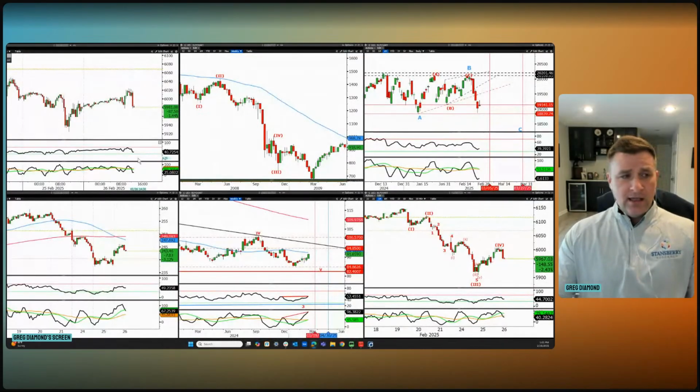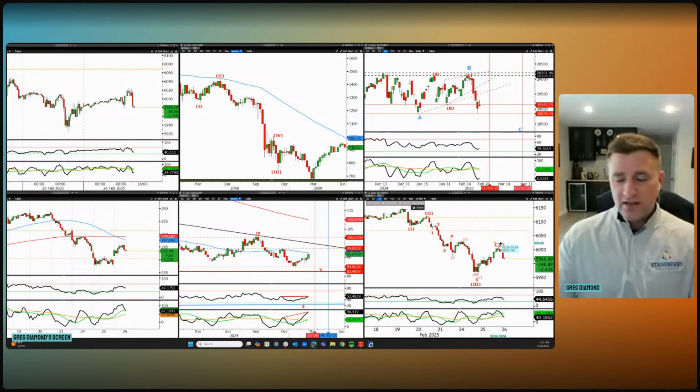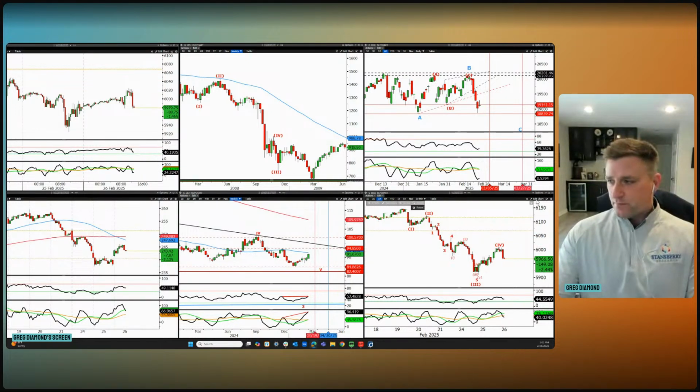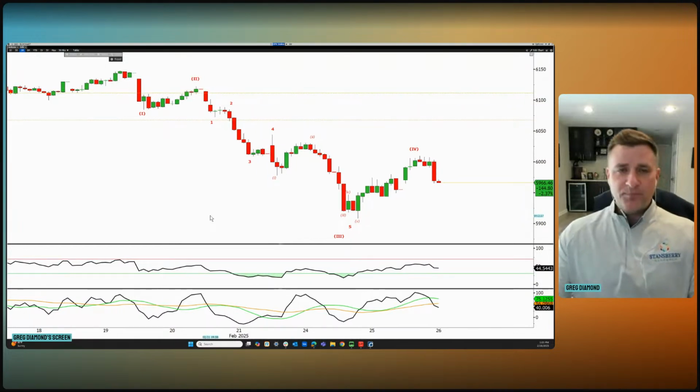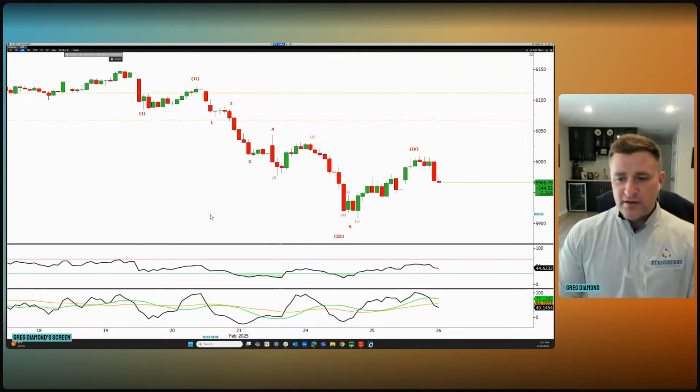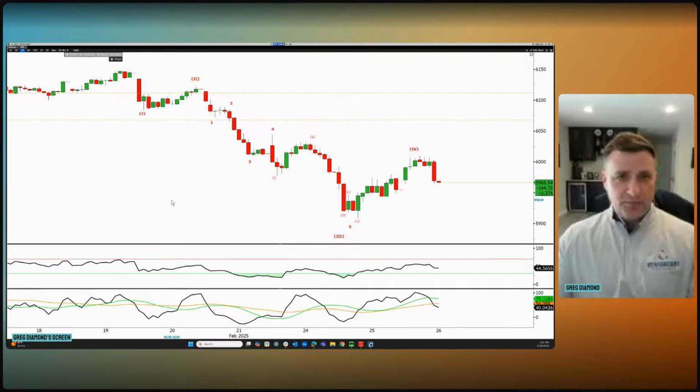So let me share my screen here, okay? And what I want to show you, this is really good because we have volatility over the last few days. And so let me pop this up here, okay? And this is the S&P 500. And over the last few days, we've seen this down move, okay?